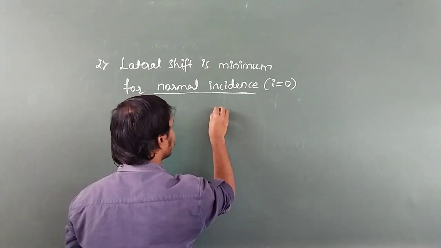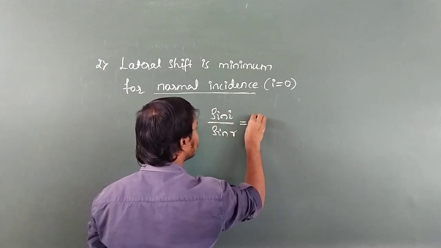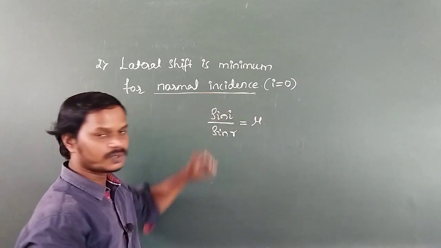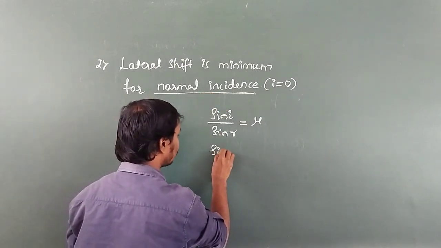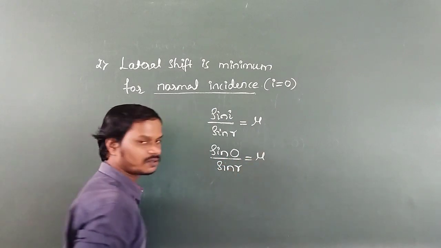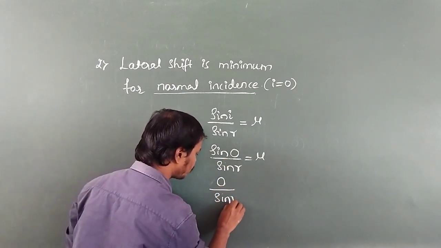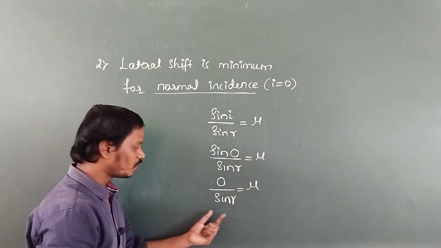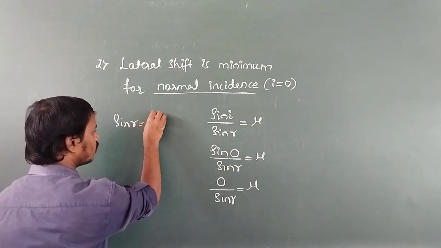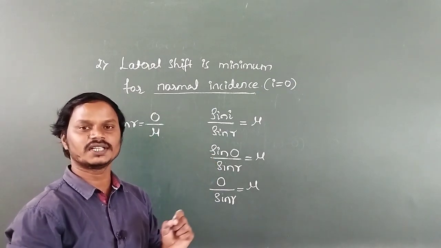See here. By Snell's law, sin I by sin R is equal to mu. Mu means here the refractive index of the second medium with respect to the first medium. If angle of incidence is 0, means sin of 0 divided by sin R is equal to mu. Then sin 0 is 0. Then 0 by sin R is equal to mu. But what we need is the angle of refraction. Then sin R is equal to 0 by mu. Here the refractive index is not equal to 0.